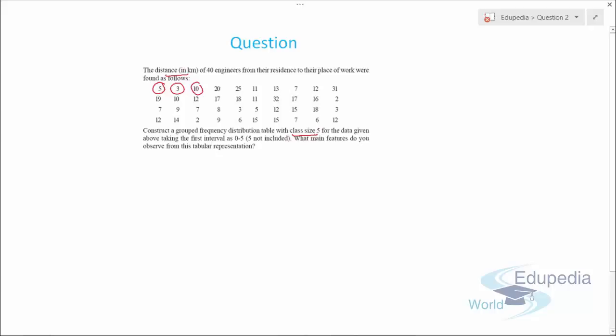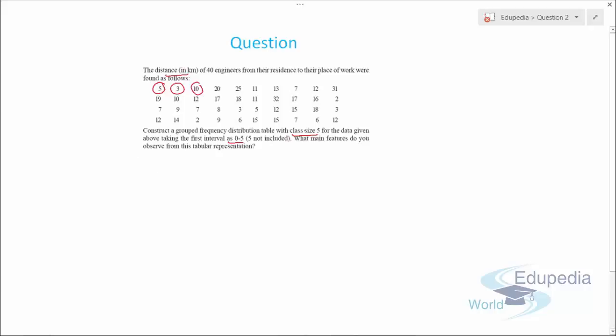We need to make a note of this for the data given above, taking the first interval as 0 to 5. 5 not included means the upper class is not included. What main features do you observe from this tabular representation? So we need to write our representation, like which is the highest, which is the common. So we need to represent the data like this. Let's see how we can do this now.